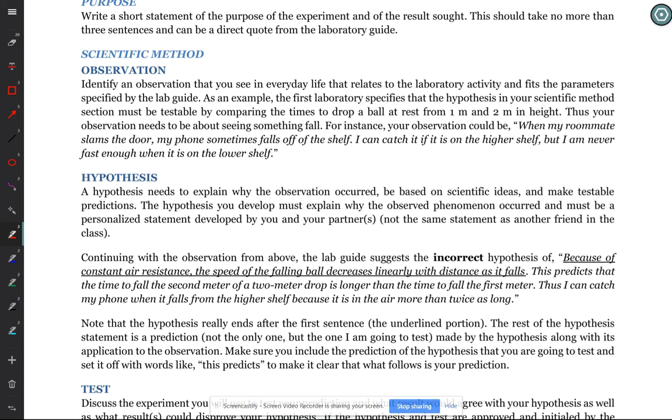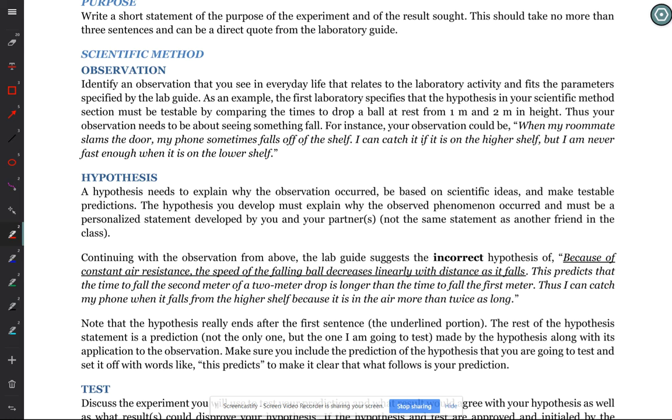And so then my hypothesis needs to be something that explains why I can catch it from the higher shelf but not the lower shelf. And so I've given a potential hypothesis here. My hypothesis is boldly incorrect. Right? This is not intended to say, oh, here's the answer, because I want you guys to think it through. So don't put this for your hypothesis.